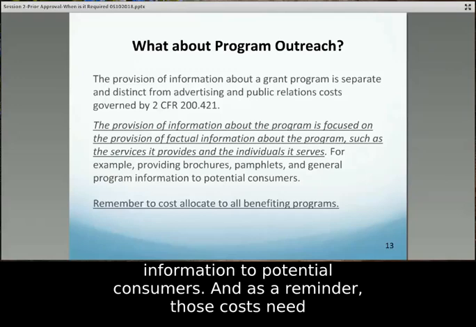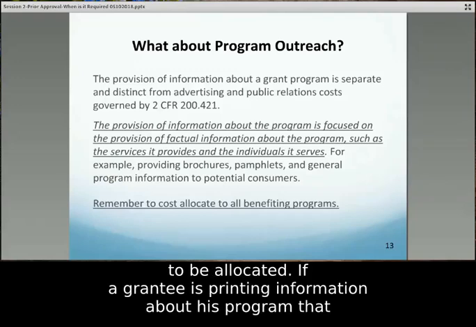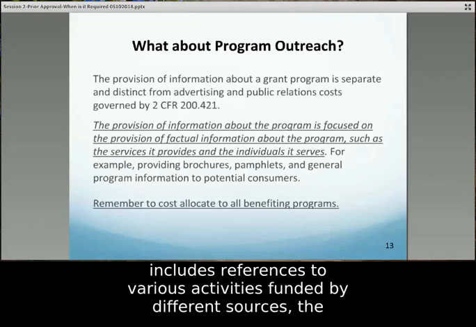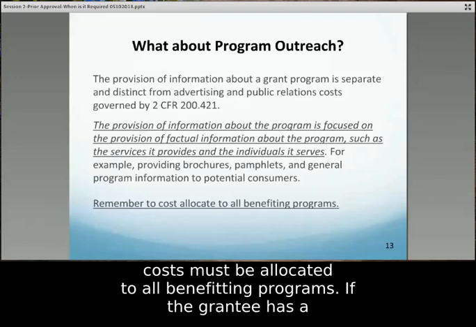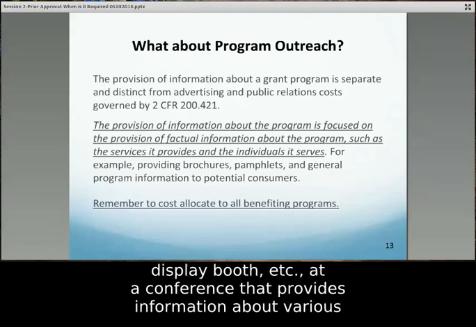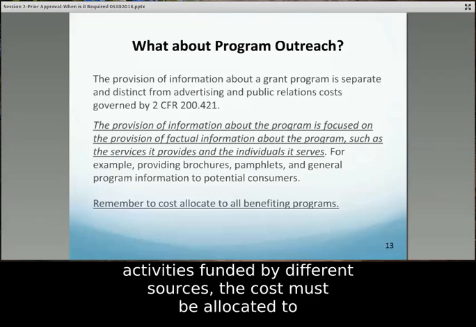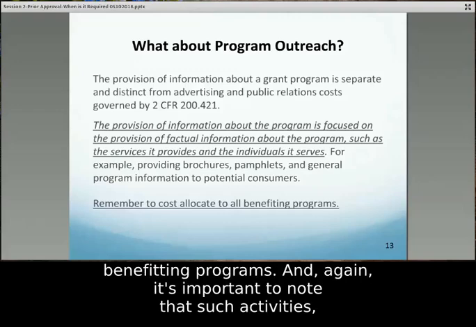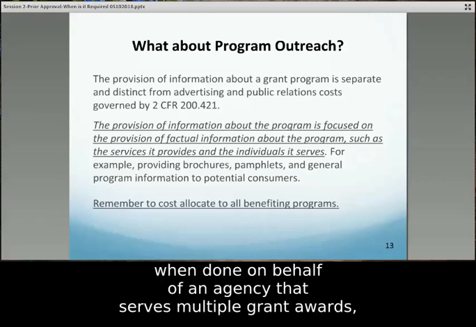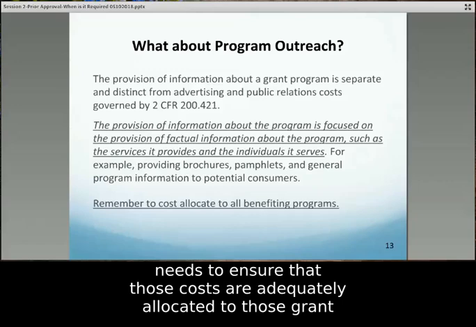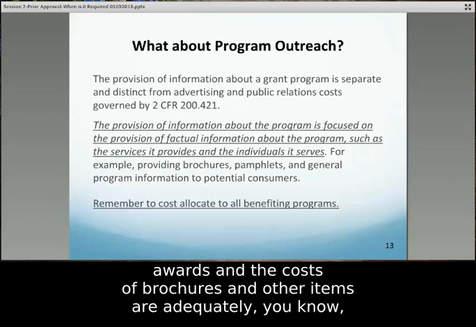And as a reminder, those costs need to be allocated. If a grantee is printing information about its program that includes references to various activities funded by different sources, the cost must be allocated to all benefiting programs. If the grantee has a display booth, etc., at a conference that provides information about various activities funded by different sources, the cost must be allocated to benefiting programs. And again, it's important to note that such activities, when done on behalf of an agency that serves multiple grant awards, need to ensure that those costs are adequately allocated to those grant awards, and the cost of brochures and other items are adequately cost allocated as well.